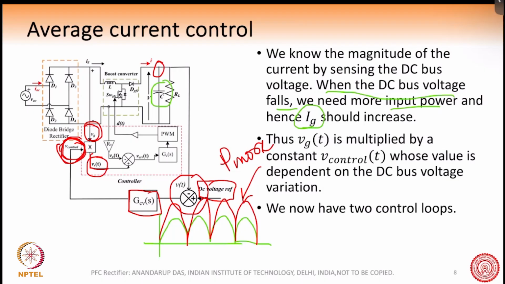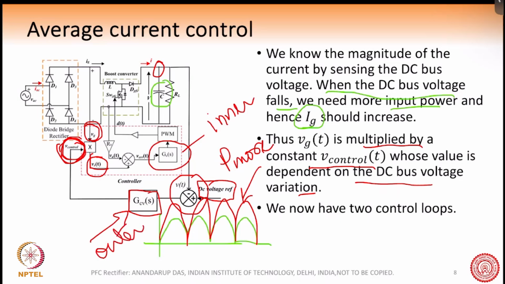So V control, VGT is multiplied by a constant V control whose value is dependent on the DC bus voltage variation. Right? So here we can see that there are two control loops. One control loop is coming from the inner current loop. So this is the inner current loop here. And this is the outer voltage loop. The outer voltage loop is coming from the DC bus voltage reference and DC bus feedback.